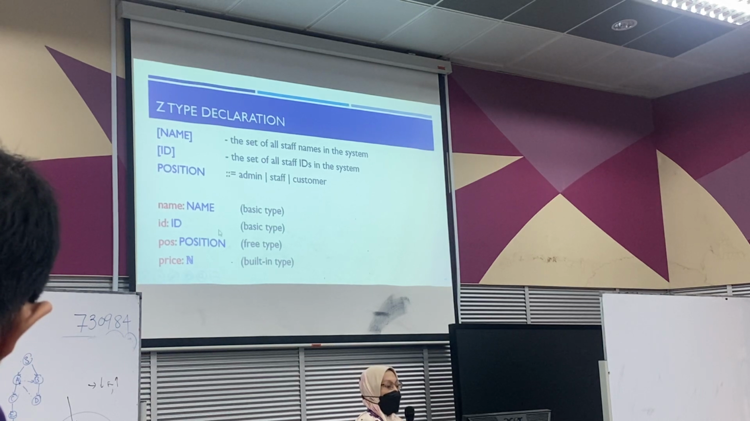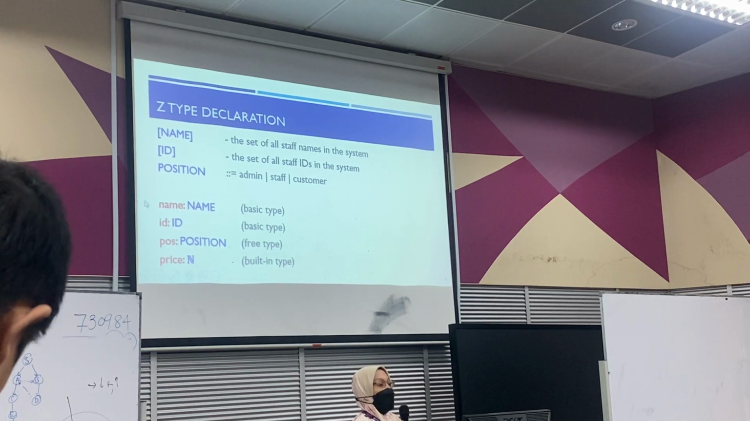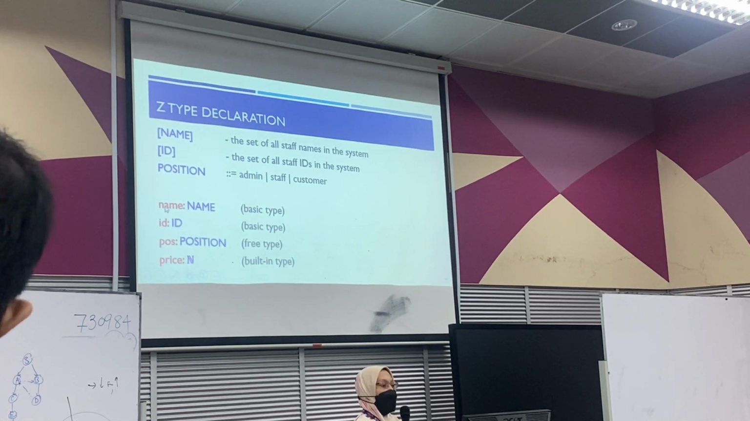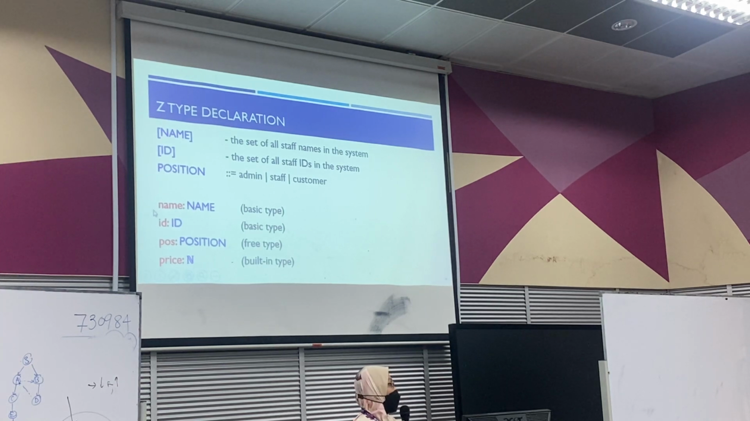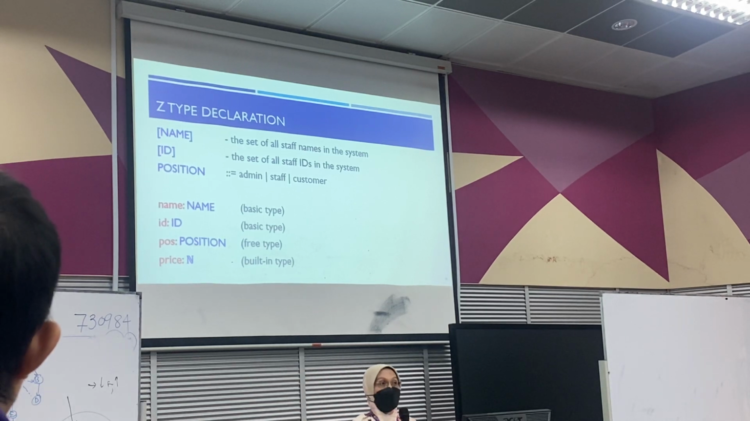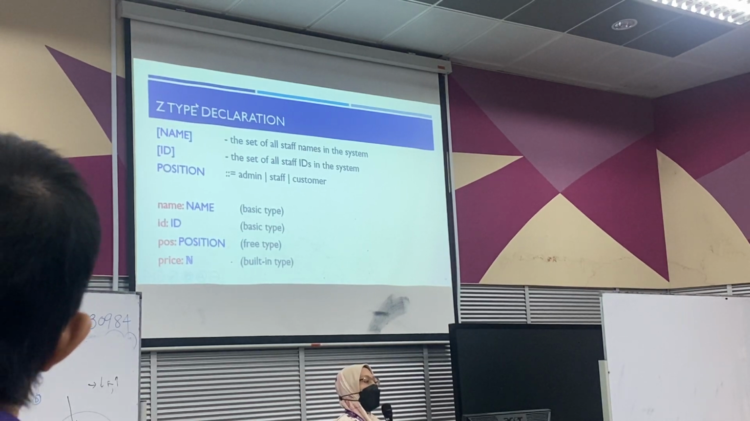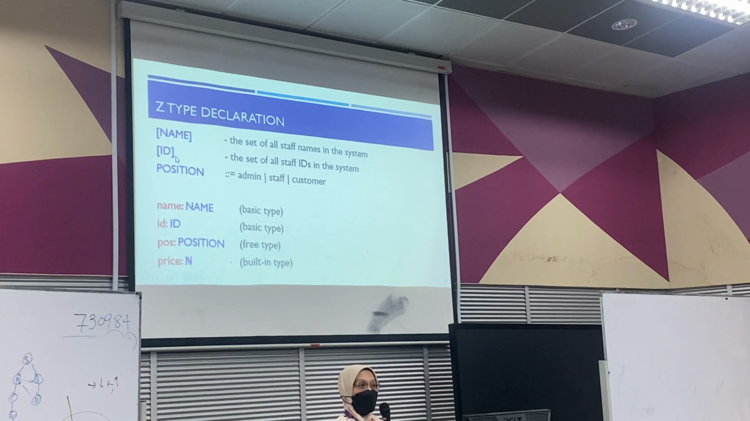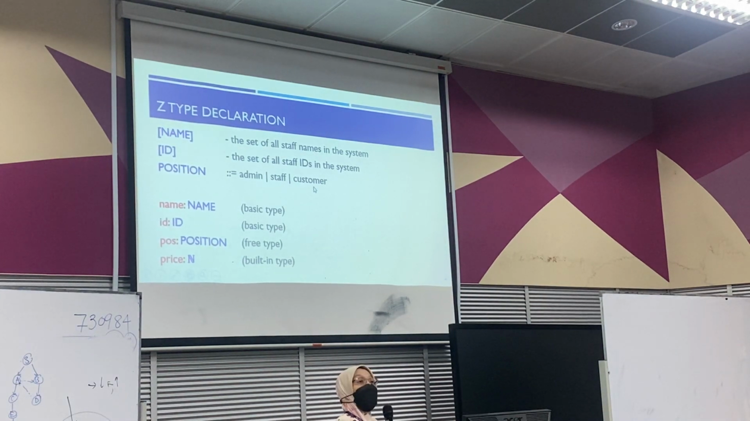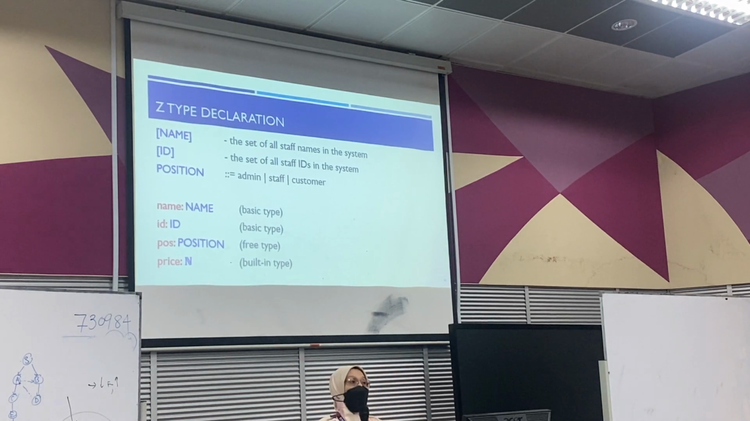Then how to declare? You put name of type. Name means that my name here, this is my variable, colon name. Means that the data here, the name will be string data. String data that I will represent in my database. ID also string data. Position is either admin, staff or customer. Either one only.